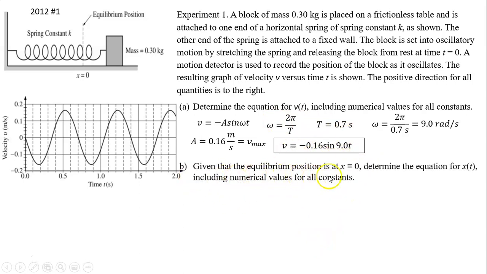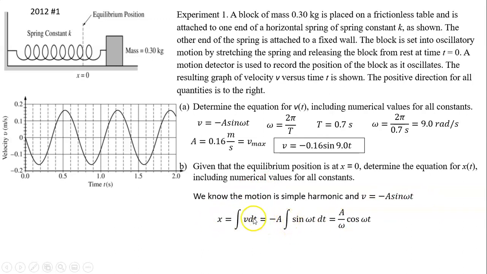Part B. Given that equilibrium position is at x equals 0, determine the equation for x(t), including numerical values for all constants. So again, to find displacement from velocity, you'll have to do an integral. We know velocity is this, x is just the integral of velocity. We also know from here, your initial position x really is at your amplitude, the maximum position, right? And so this A over omega is your maximum position.